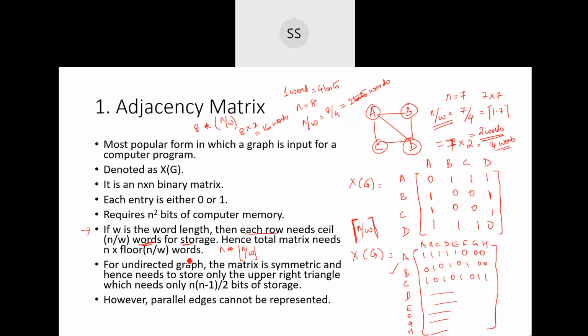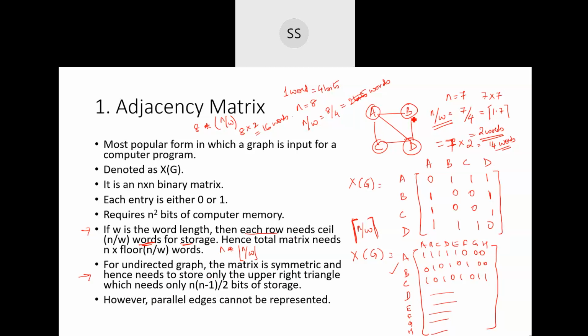Now look at the next point they are saying. The next point is for undirected graphs. For an undirected graph, the matrix is symmetric and hence needs to store only the upper right triangle, which needs only n into n minus 1 by 2 bits of storage. What do you mean by this?